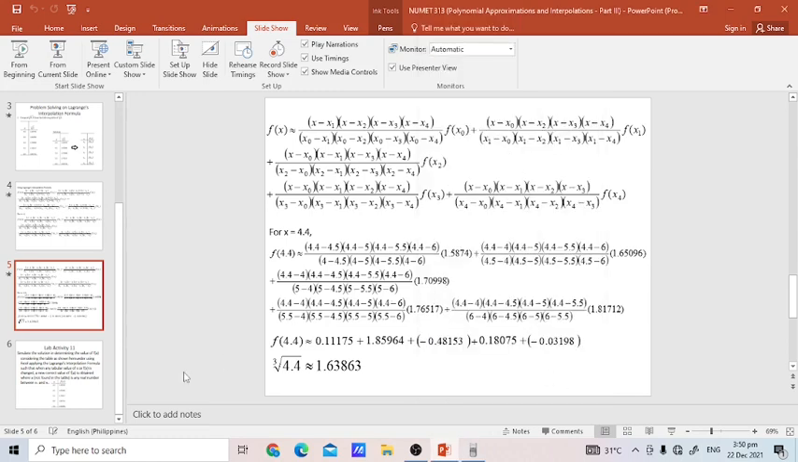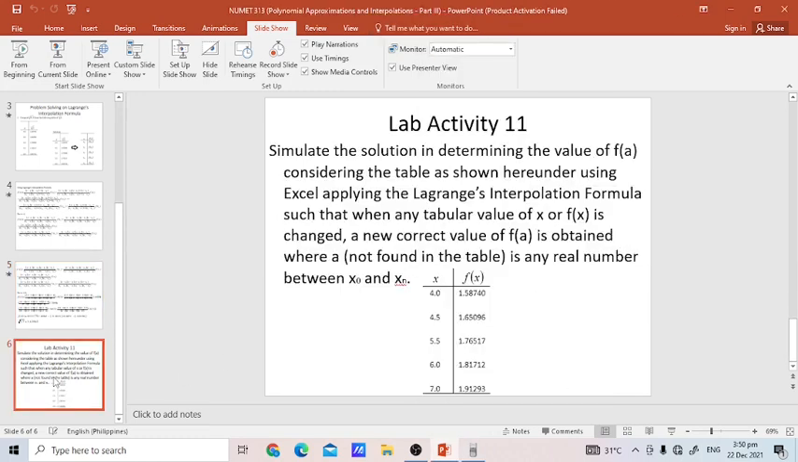Now for your activity, simulate the solution in determining the value of f of a, considering the table as shown hereunder, using Excel, applying the Lagrange interpolation formula, such that when any tabular value of x or f of x is changed, a new correct value of f of a is obtained, where a not found in the table is any real number between x sub 0 and x sub n.